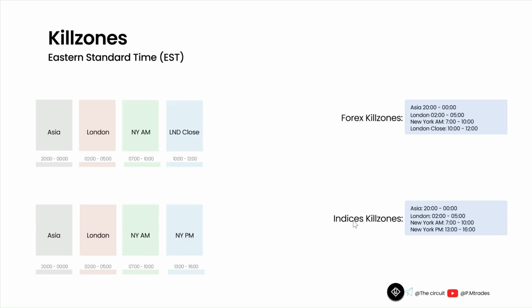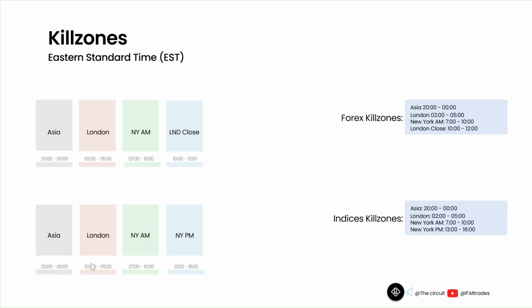For indices, we have the Asia, the London, the New York AM, and the New York PM. The kill zone in the Asian session for Forex is 20 o'clock to 00 o'clock midnight. The kill zone for the London session is 2 o'clock till 5 o'clock. The kill zone for New York AM is 7 o'clock till 10 a.m. And the kill zone for the London close is 10 a.m. to 12 p.m.